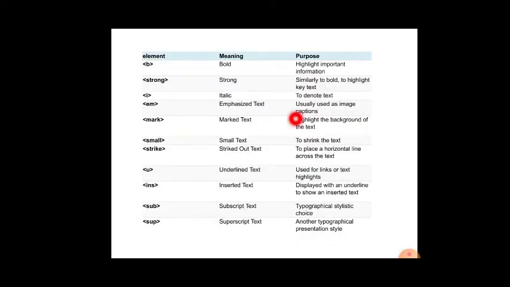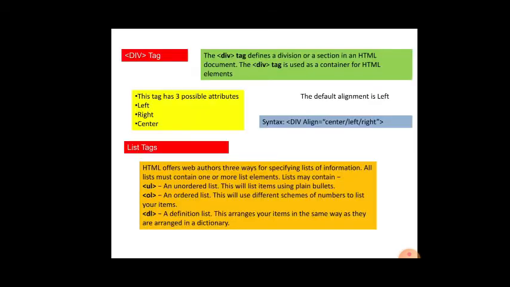Now some of the elements are there. That is bold, B, then strong, then I for italic, EM stands for emphasized text, mark text, small text, struck out text, U for underline, INS for insert text, then sub is for subscript, and SUP is for superscript.